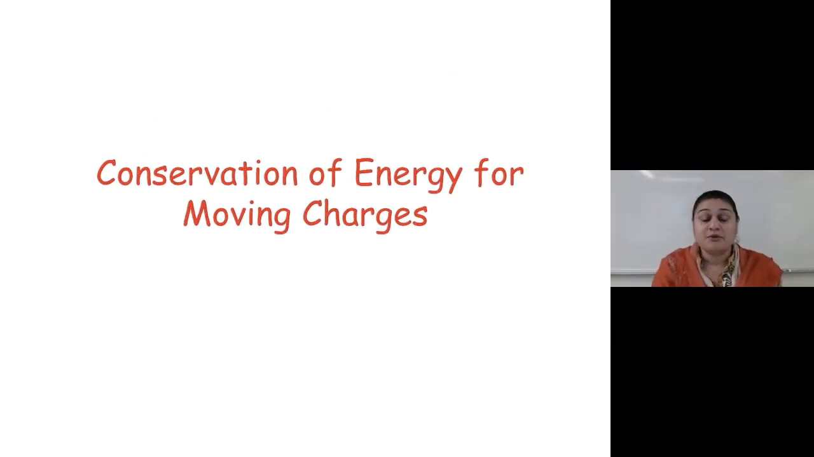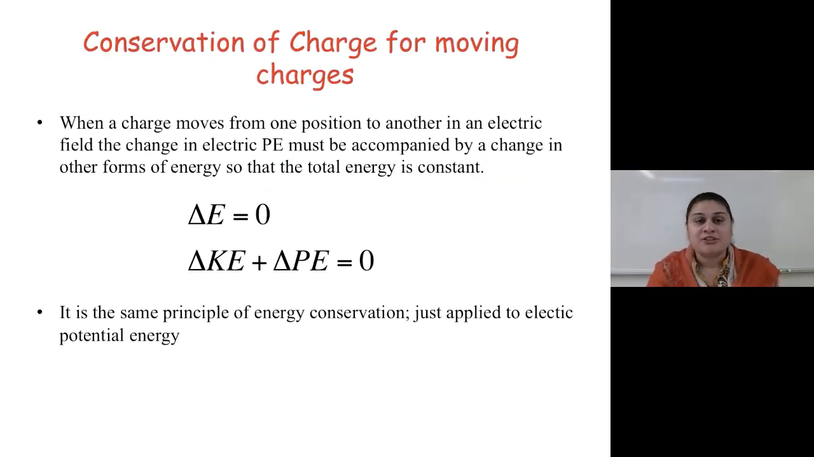Conservation of energy for moving charges. When a charge moves from one position to another in an electric field, the change in electrical potential energy must be accompanied by a change in other forms of energy so the total energy remains constant. So delta E equals 0: delta kinetic energy plus delta potential energy has to equal 0.